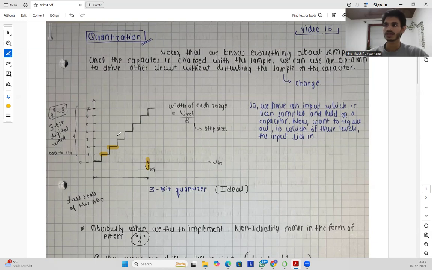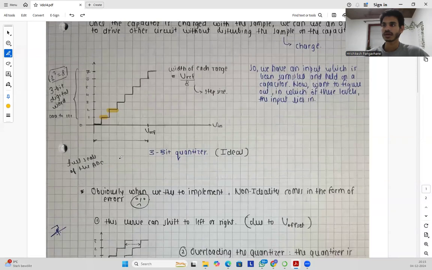For an ideal quantizer, this is the ideal case where all the widths are the same. So the width of the range can be given by Vref divided by the number of levels. Here we have 8, so we have Vref by 8, and this is our step size. In this example, we have seen a 3-bit quantizer, and this is the ideal 3-bit quantizer.